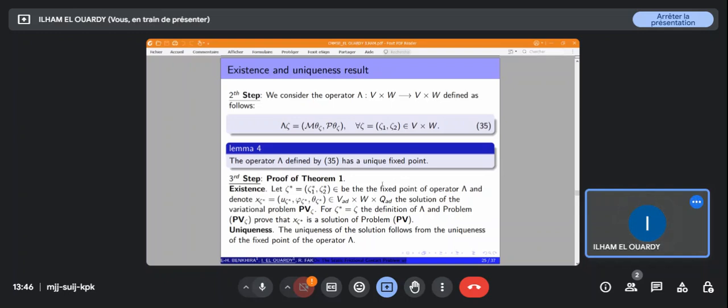So for the existence of the solution, let ζ* be the fixed point of the operator Λ, and we denote by x_ζ* the solution of the variational problem PV_ζ. In particular, for ζ equals ζ* and by the definition of the operator Λ, we find that x_ζ* is a solution of the variational problem. And concerning the uniqueness of the solution, it comes from the uniqueness of the fixed point of the operator Λ. And this completes the proof of Theorem 1.